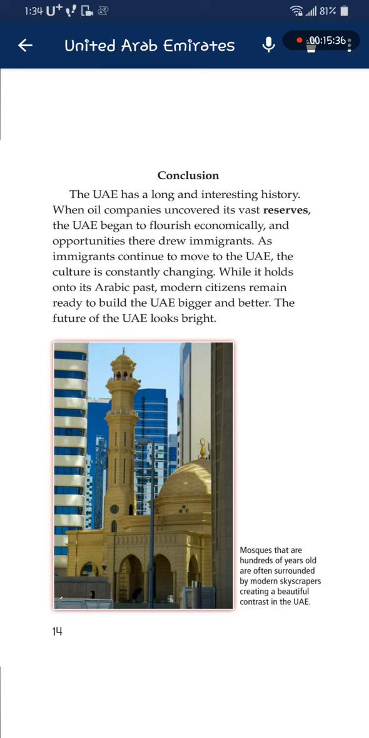As immigrants continue to move to the UAE, the culture is constantly changing. While it holds onto its Arabic past, modern citizens remain ready to build the UAE bigger and better. The future of the UAE looks bright.